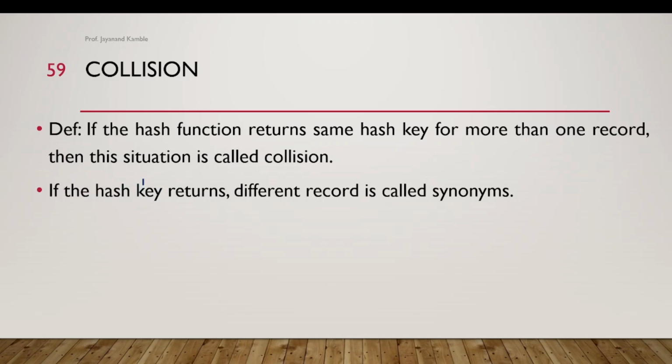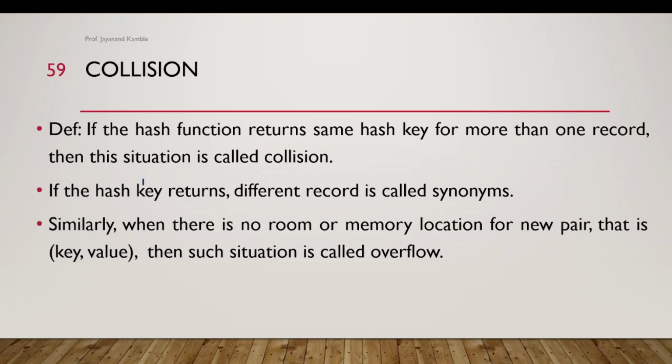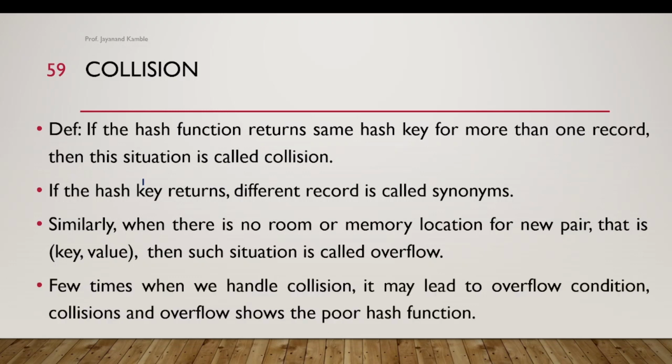If the hash function returns different keys for different records, they are called synonyms, which is not problematic. Similarly, when there is no room or memory location for a new key-value pair, this situation is called overflow. That means my table is full and there is no new location available in the table for new values. A few times we can handle collisions, but it may lead to an overflow condition. Collision and overflow show a poor hash function. That means if my hash function is not good, then there is a possibility of collisions and overflow. So, understood what is meant by collision?